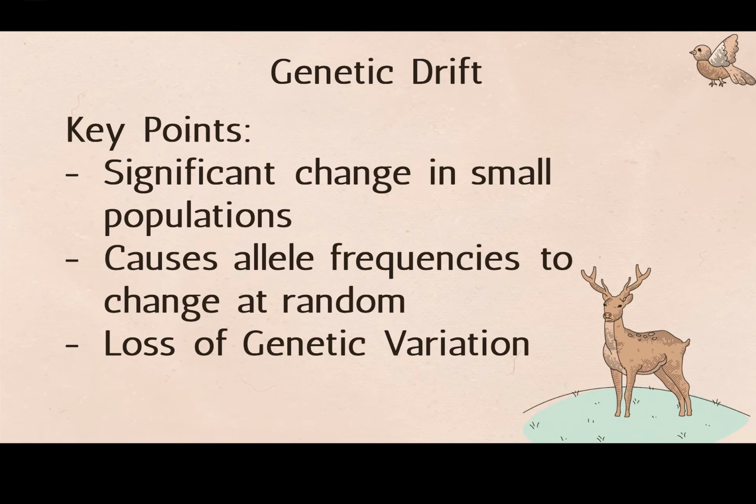And then some key points with genetic drift are that there are significant changes when it comes to a small population, because this can lead to an increased death rate and low reproductive rates. It causes allele frequencies to change at random and causes a loss of genetic variation.